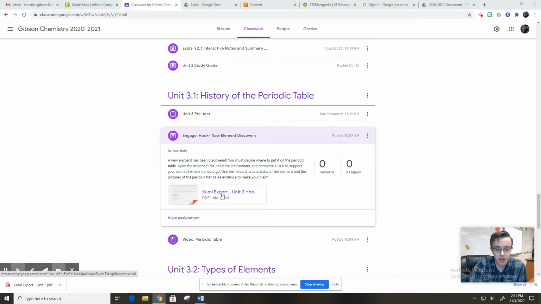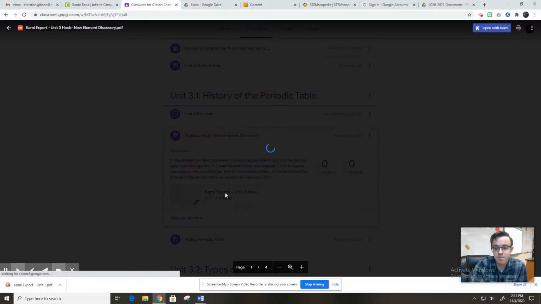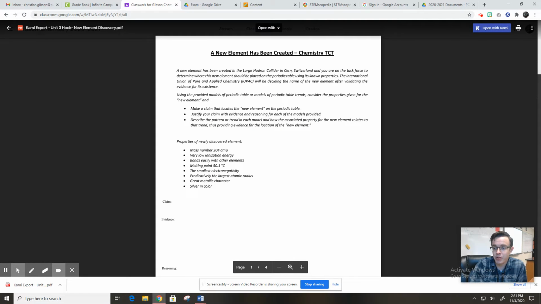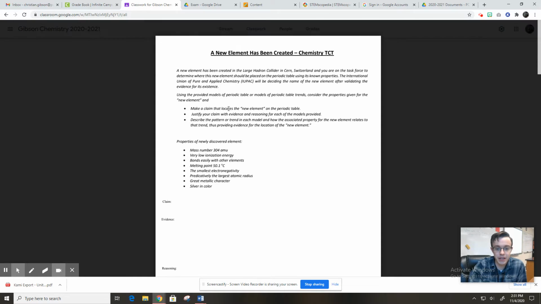Now, let me show you where you're going to get your evidence and where you're going to write your CER. You're going to open this PDF here. Okay, you're going to open it with Kami, and it gives you kind of the scenario here with the new element. So you're going to make a claim that locates a new element on the periodic table. You can just say, hey, it goes below this element, or to the left of this element, or above this element, okay?